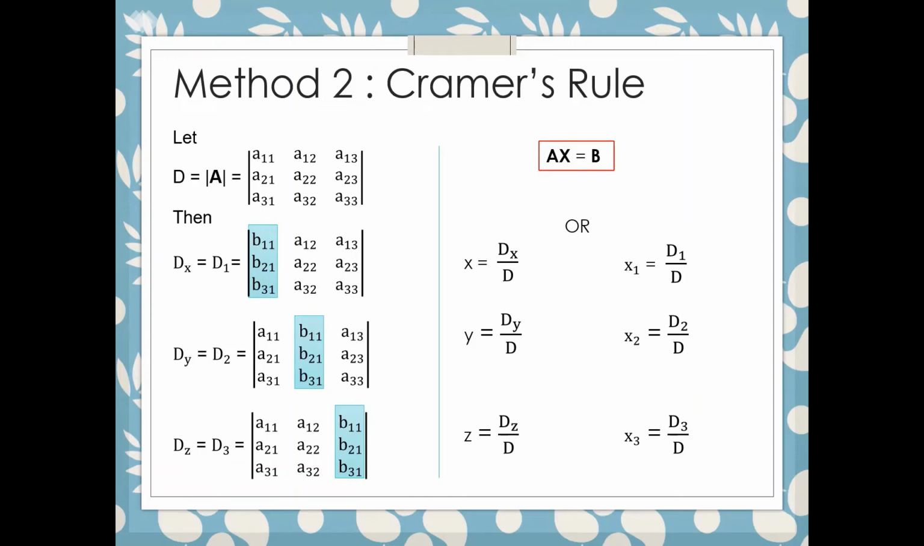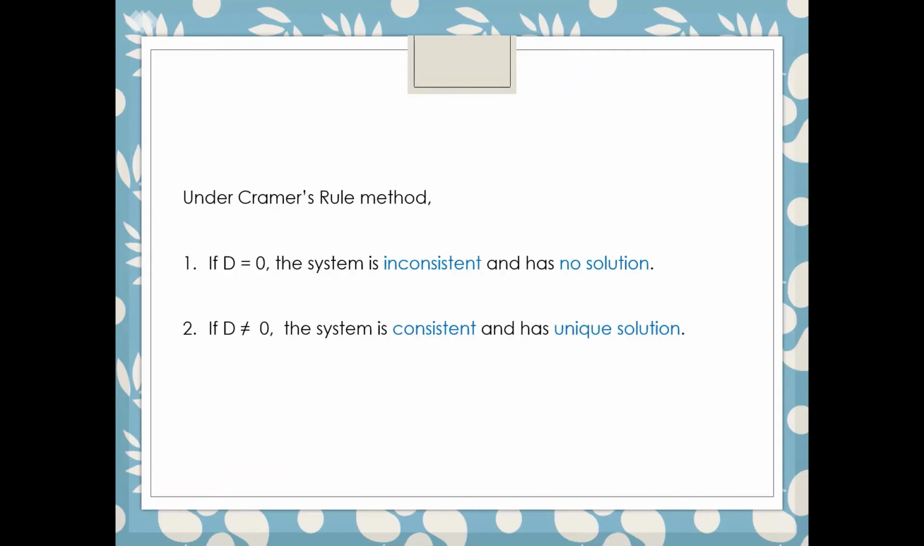To obtain value of each variable, x equal to dx over d, y equal to dy over d, and z equal to dz over d. If the question used x1, x2, and x3 as the variables, x1 is equal to d1 over d, x2 equal to d2 over d, and x3 equal to d3 over d. Under Cramer's rule method, if D is equal to 0 or determinant A equal to 0, the system is inconsistent and has no solution. However, if D is not equal to 0, the system is said to be consistent and has unique solution. Unique solution here means each variable has one definite value.